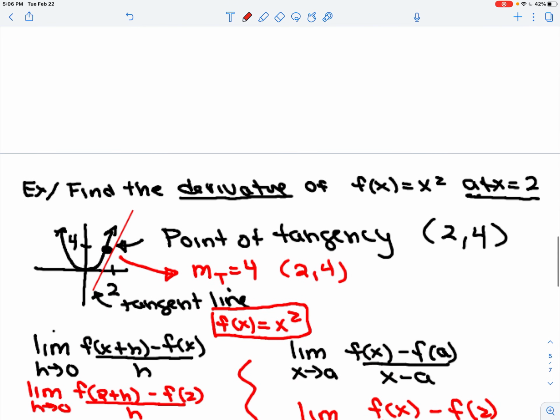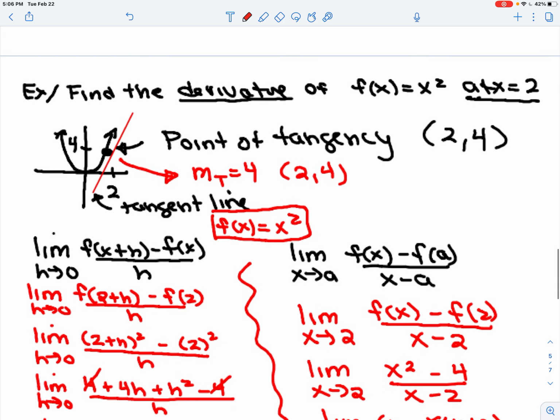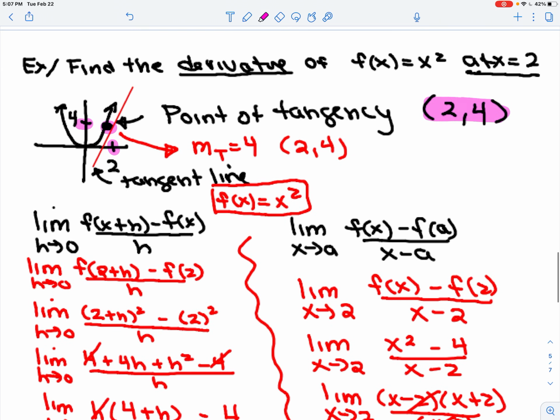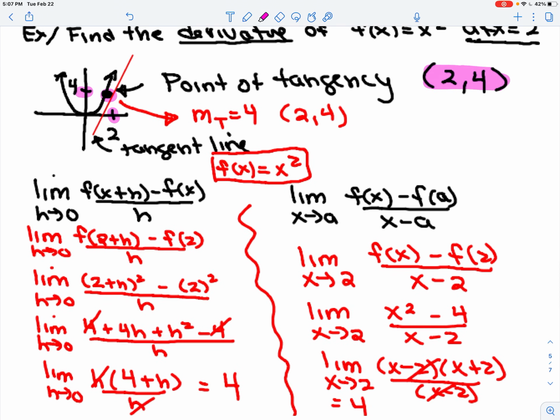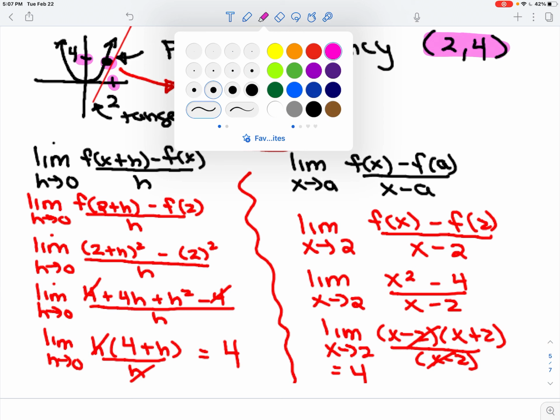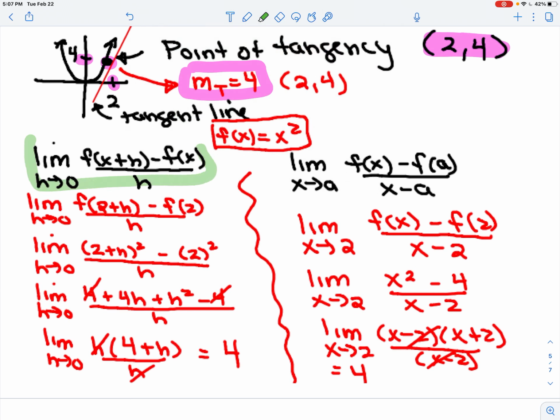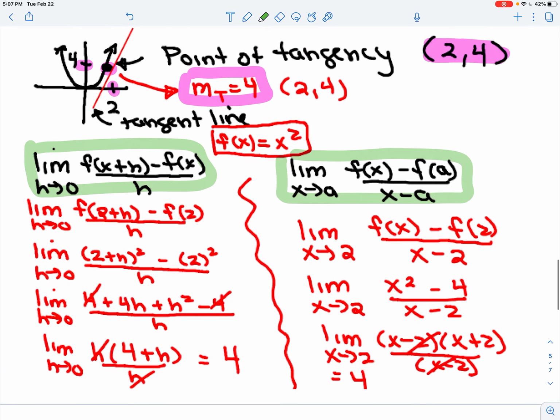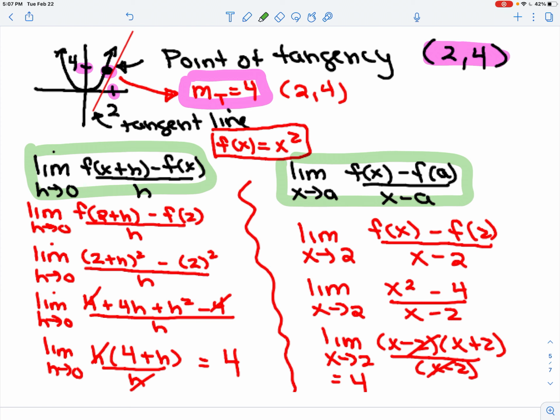Let's say we want to find the derivative of f of x equals x squared at x equals 2. So at 2, okay, the y value is 4, and we could draw a tangent line. So the point of tangency would be 2, 4, okay, and we can find the slope, which is going to be 4, but I'll show you how to get that. So you could use the definition of a derivative or the alternate definition, and hopefully you'll be able to see how the algebra looks a little different.